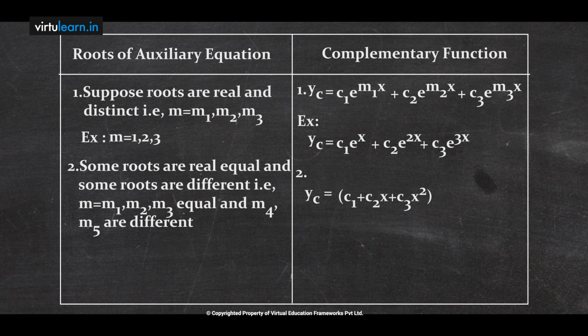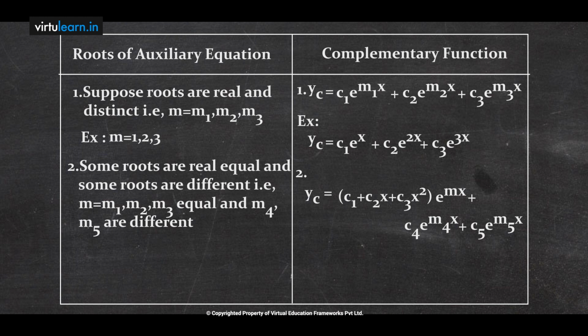c1 plus c2x plus c3x square into e power mx. The first three roots m1, m2, m3 are equal to m. Already I told you these three roots are equal, and that is equal to m. That's why I am writing e power mx, plus, since m4, m5 are different, c4 e power m4x plus c5 e power m5x. One thing you have to remember here: 3 roots, 3 constants; 5 roots, 5 constants. For the first 3 equal roots we get 3 constants, c1 plus c2x plus c3x square. The next 2 roots are different, c4 and c5.